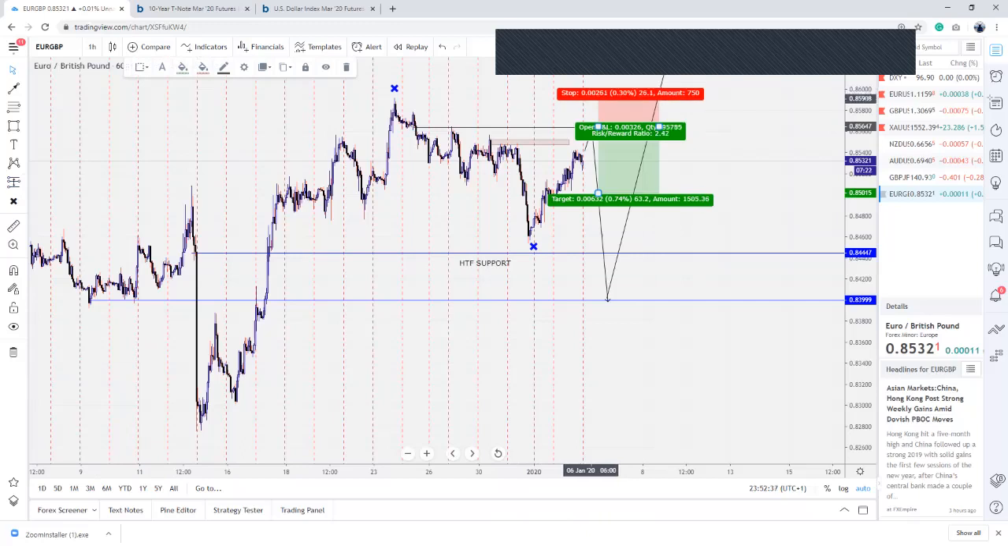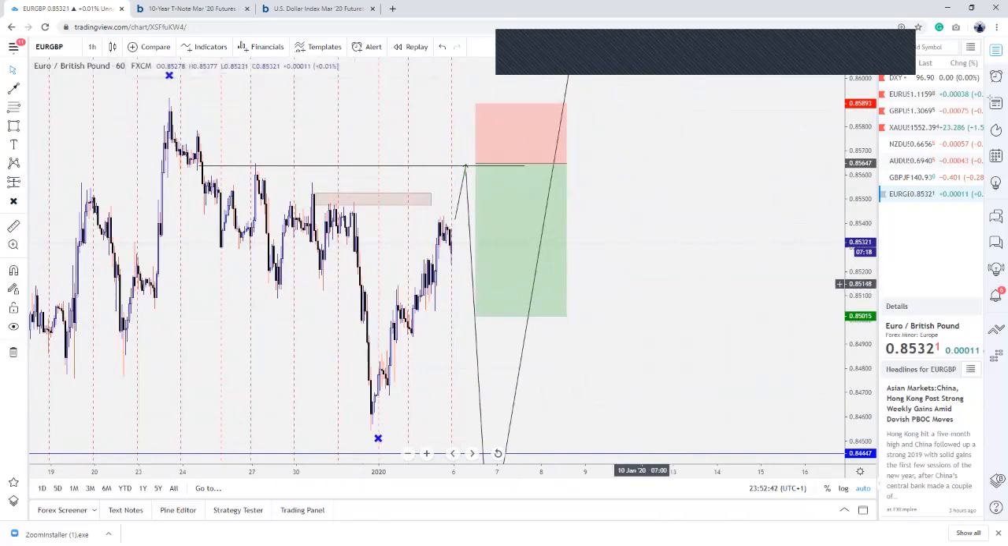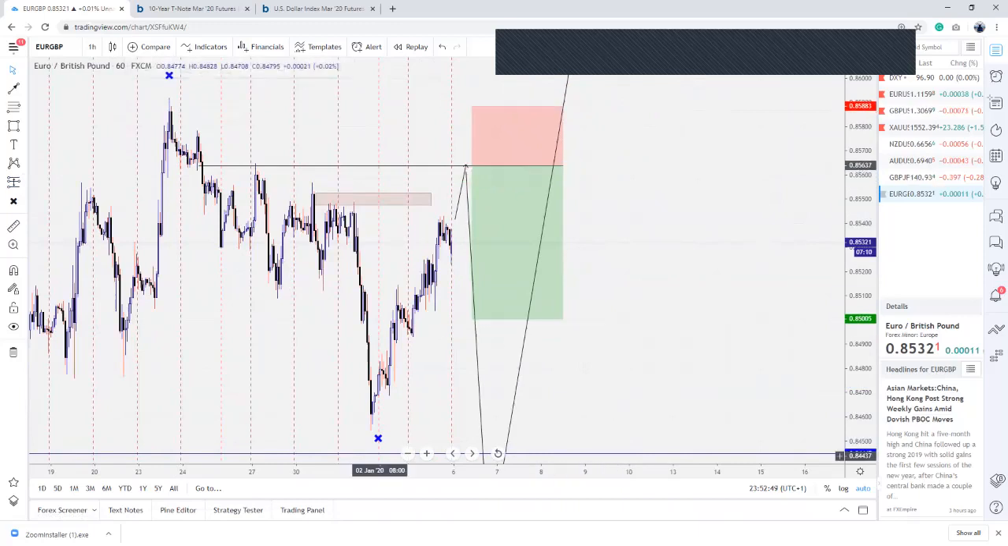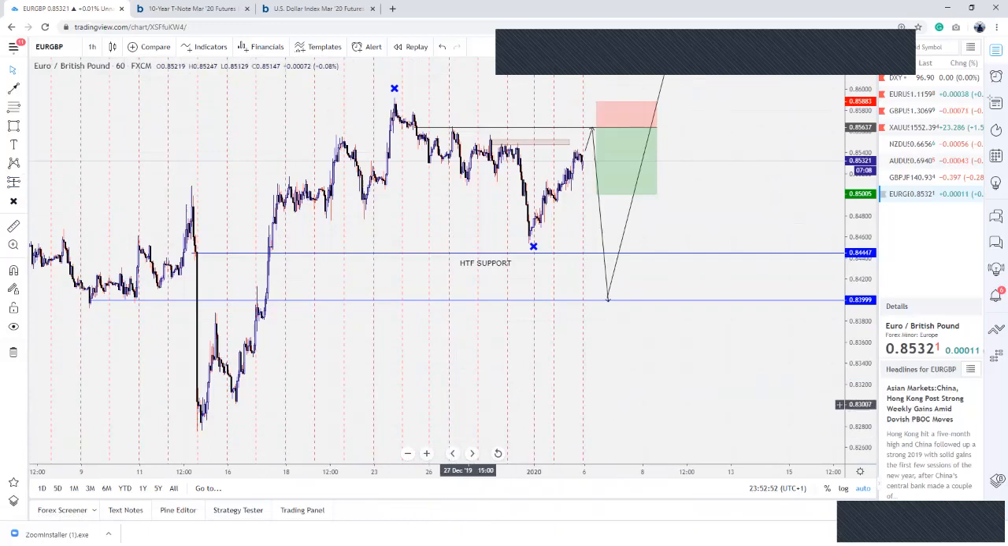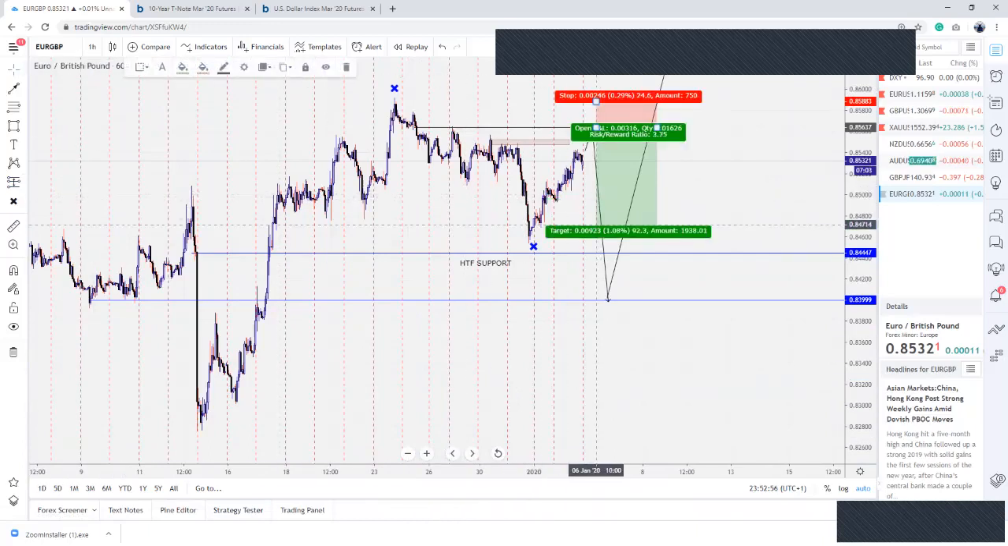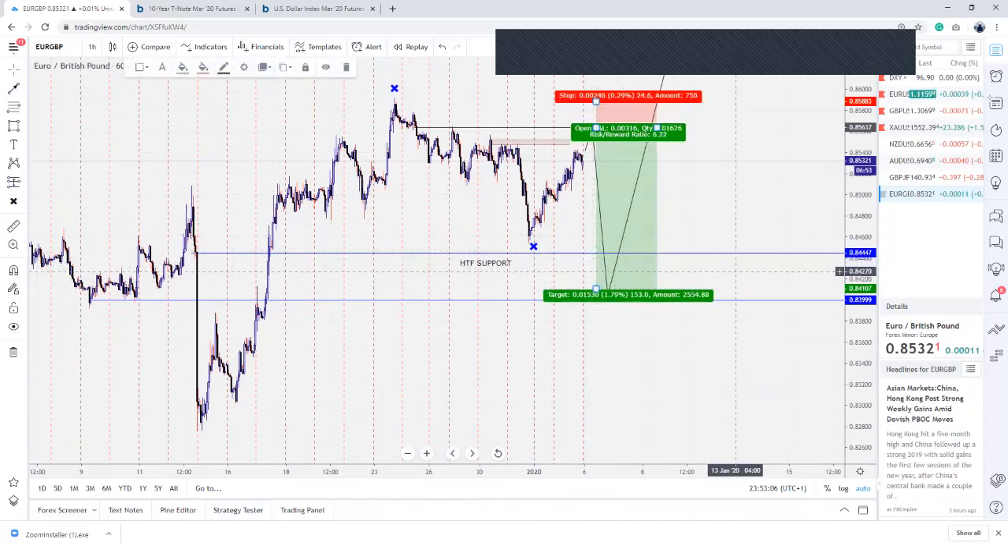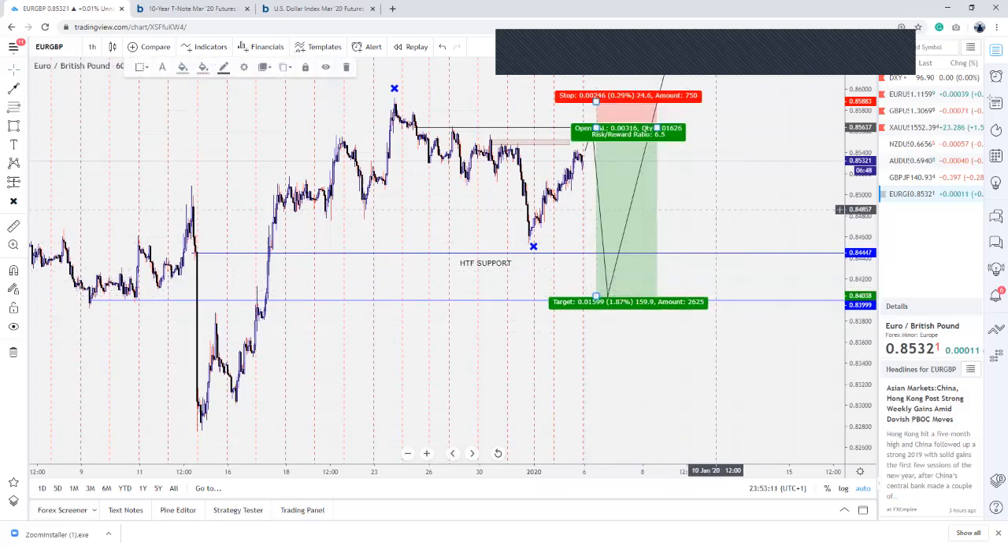We're going to use a stop loss just above the old highs. That is going to be about 24 pips. Okay, 24 pips, and then your TP1 is going to be 0.84447. Then TP2 is going to be 0.98399. So I think this is valid for tomorrow.